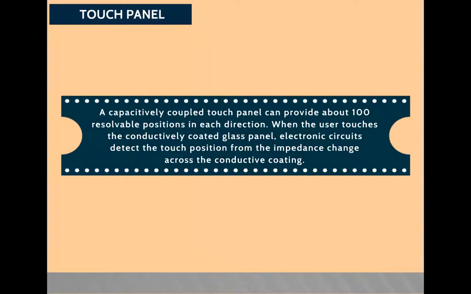A capacitively coupled touch panel can provide about 100 resolvable positions in each direction. When the user touches the conductively coated glass panel, electronic circuits detect the touch position from the impedance change across the conductive coating.